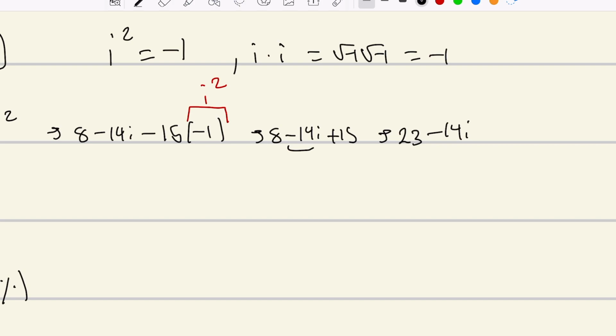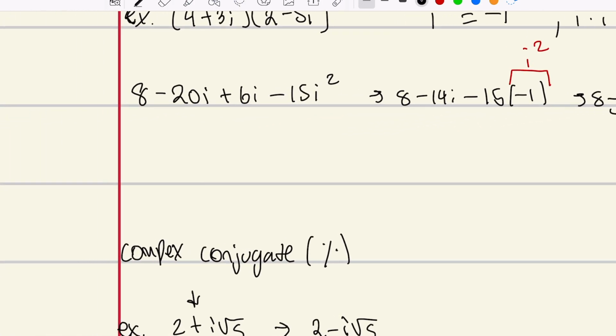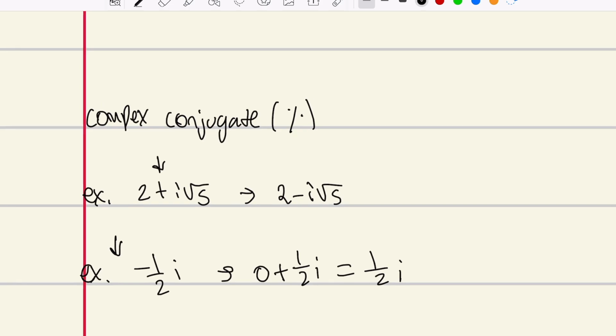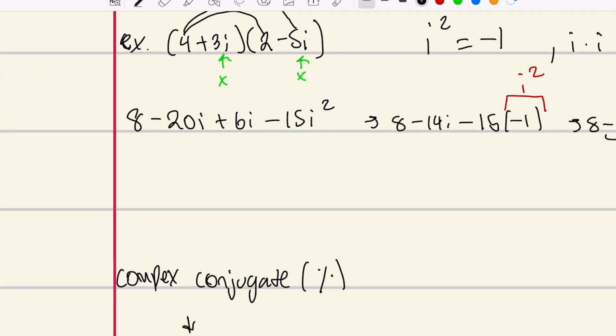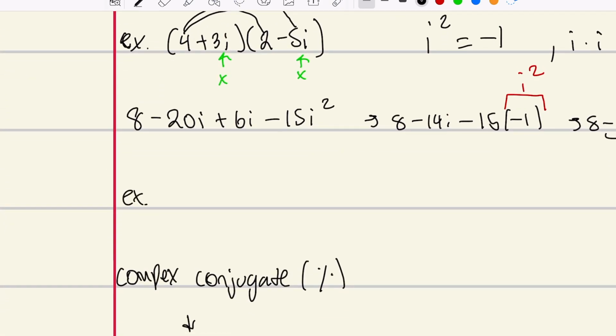So we're just going to use the FOIL method the same way. So let's just try one more. Just remember, like I said before, just think of this as x, because I know y'all have done a lot of factoring. Let's do example number 4. 3 minus 4i times 2 plus 3i.